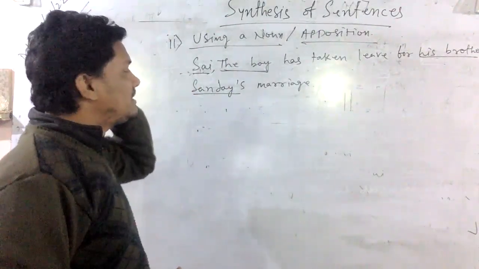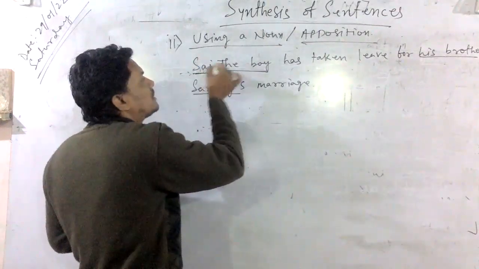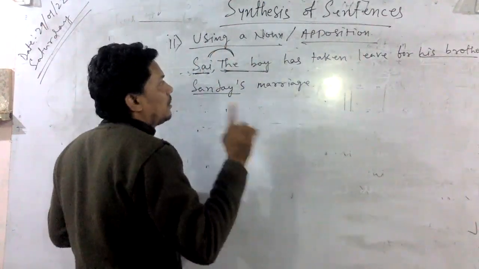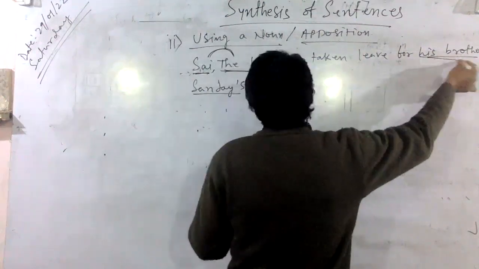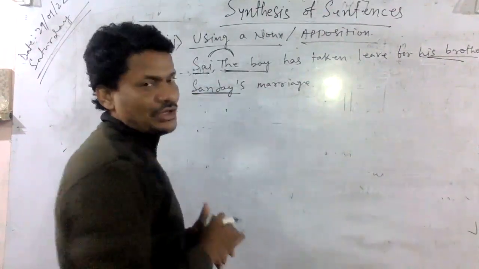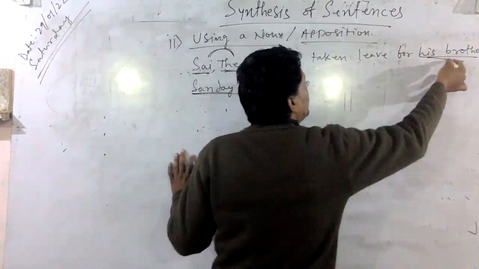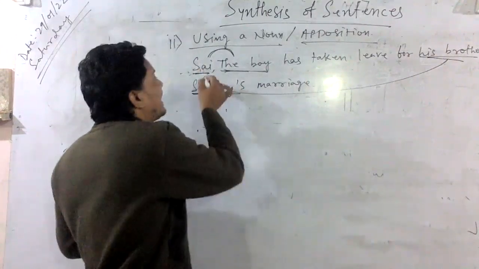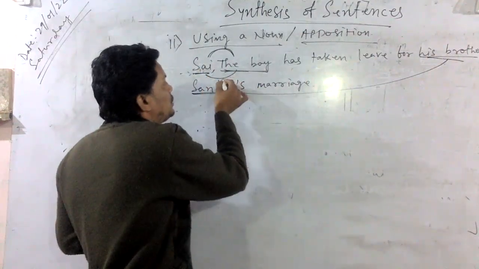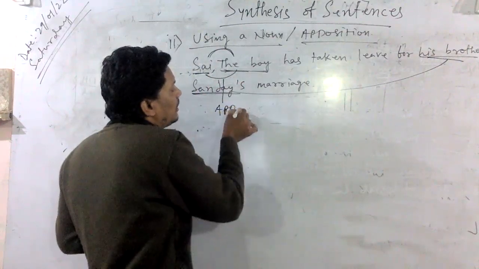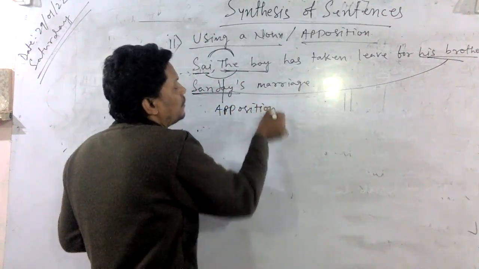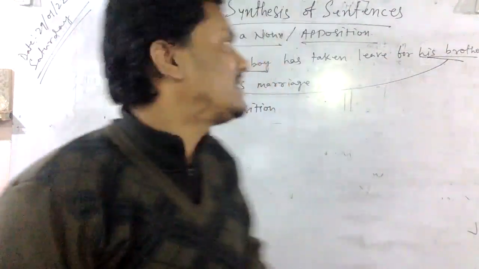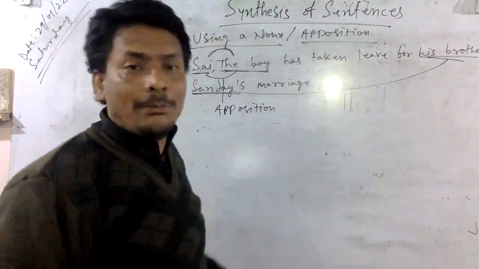So, you would find out both are representing nouns, but both are referring to one person or one boy. Similarly, his brother is Sanjay. So here, his brother and Sanjay, both are referring to one. That is why they can be called apposition. Apposition means two nouns referring to one person, right? Let's see how we use the noun or apposition.